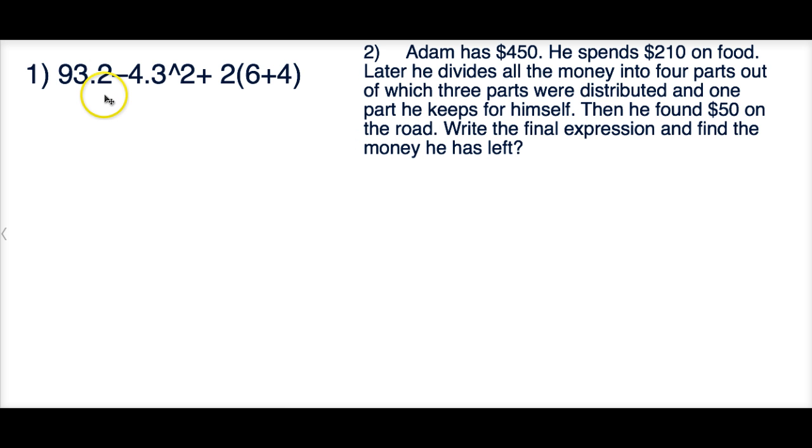Problem number 1: 93.2, or 93 and 2/10, minus 4 and 3/10 to the second power, plus 2 times the quantity of 6 plus 4. For this problem, we are going to follow order of operations, and our first is parentheses. In my parentheses, I can do 6 plus 4, and then I'm going to bring down the rest of my problem.